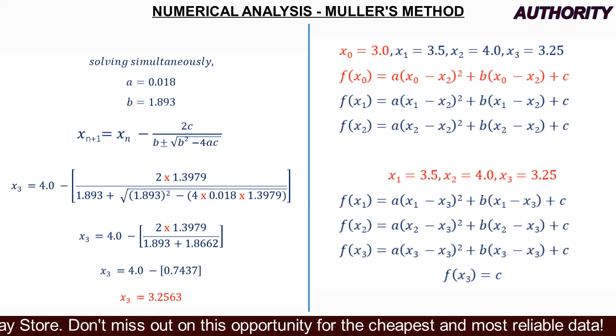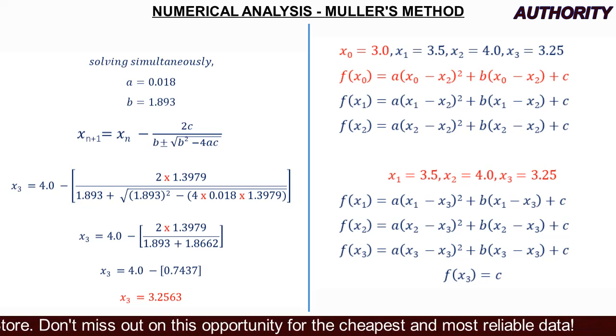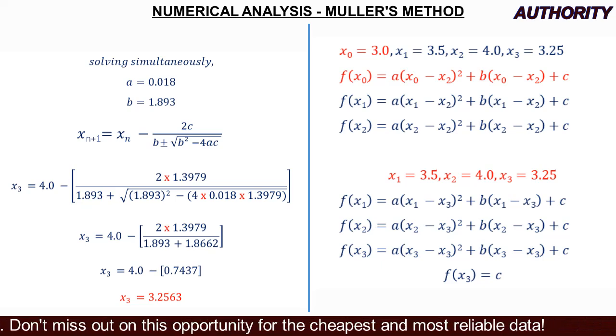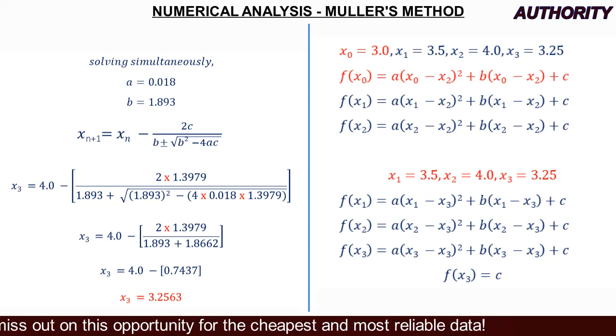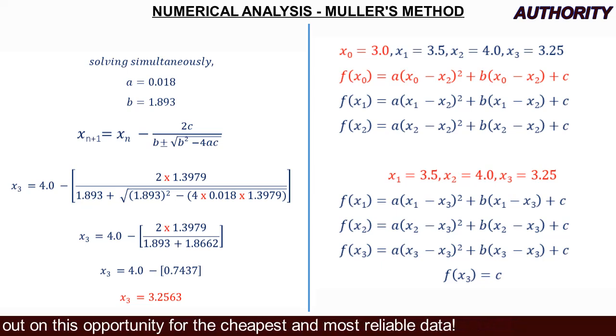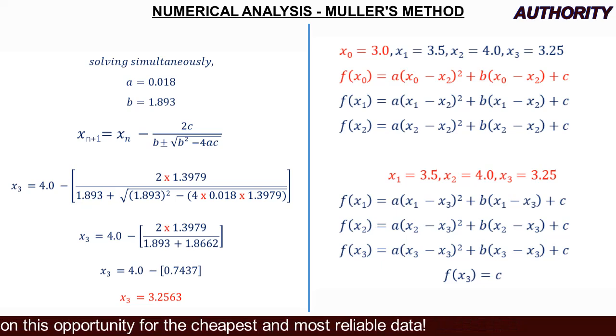When you find your a, b, and c, you go to the Muller formula and insert the values, and we are going to find the next iteration. Are we together? Therefore, this is how to solve numerical problems using Muller's method.